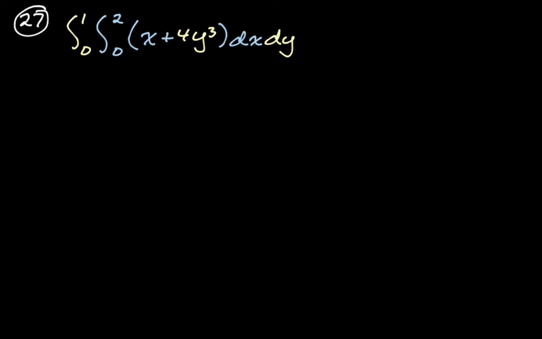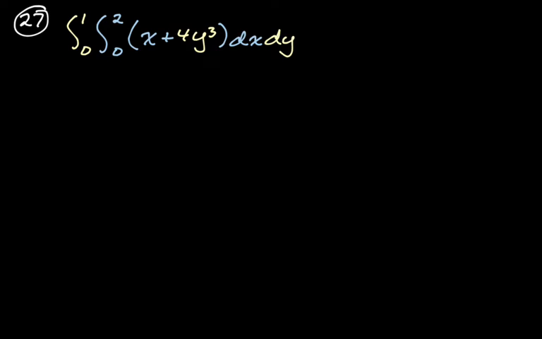So, number 27, we are going from 0 to 1 and then 0 to 2 of x plus 4y cubed dx dy. So you look at that and you notice it is not possible to write that integrand as some function of x times some function of y. So we can't use that trick where we separate it into two integrals and just multiply them at the end. Instead, we're going to have to actually do it, which in some ways is almost easier conceptually because it's more like what you did in Calc 1. So we're just going to look at everything, decide what's a constant and what's a variable, and integrate.